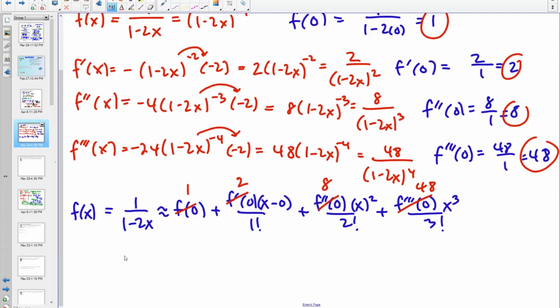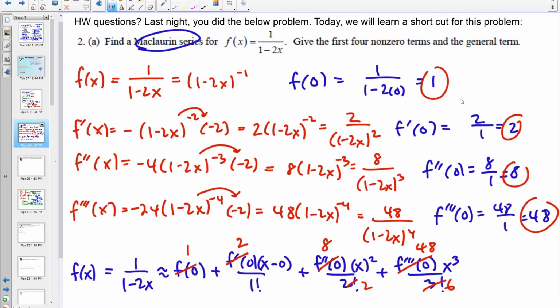So what I get here is 1 over 1 minus 2x is approximately equal to 1 plus 2x plus 8x squared over 2 factorial, which is 4, right? So that's actually 4x squared, and then this is actually 6. So 48 divided by 6 is 8, so this will be 8x cubed plus dot dot dot, okay?